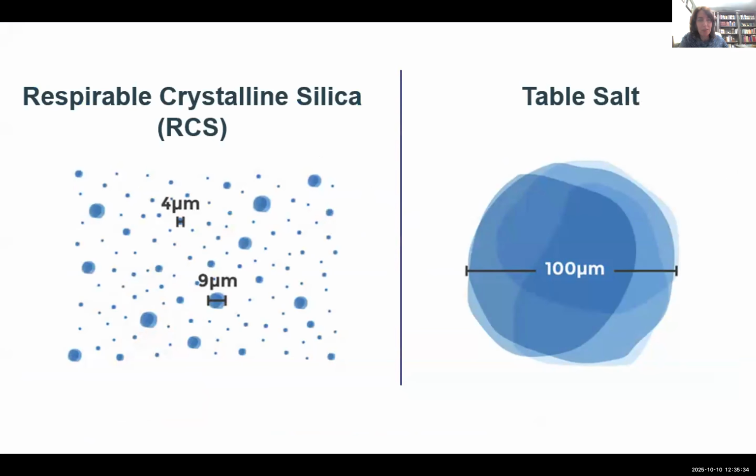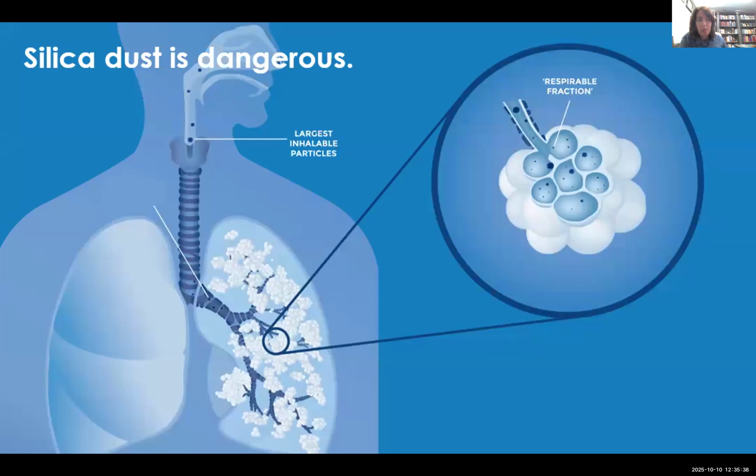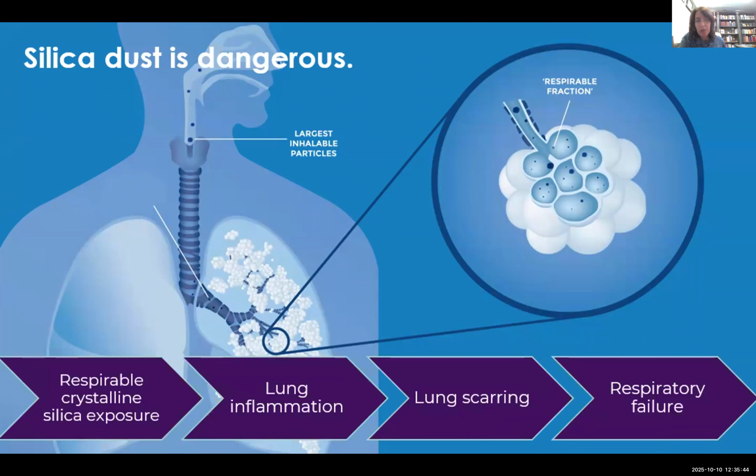This image gives you a sense of how they compare to a grain of salt. And those small particles can reach the deep lung, the alveoli, where they can cause inflammation and scarring of lung tissue. And that's the disease that we know as silicosis. Over time, this reaction to the silica can lead to respiratory failure and eventually death.